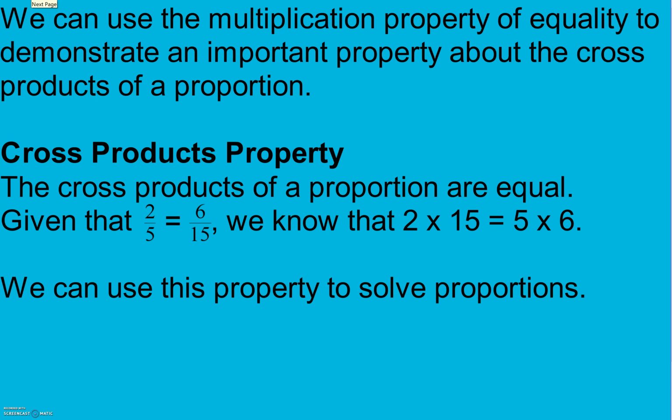We can use the multiplication property of equality to demonstrate an important property about the cross products of a proportion. So, the cross products of a proportion have to be equal. Because we know that our ratios have to be equal, if we reduce them down, we'd multiply and get the same thing. So 2 times 15 is 30, and 6 times 5 is 30. And we know those have to be equal in order for them to be a proportion. So we can use this property to solve proportions.